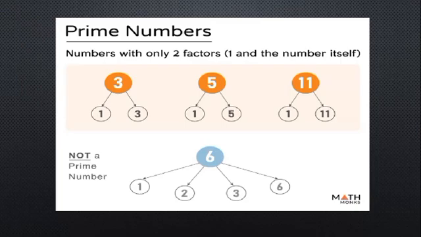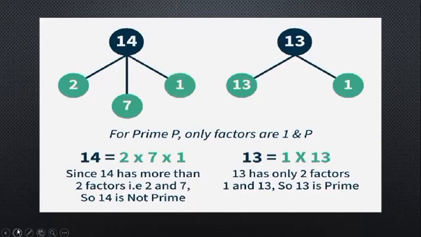While the number 6 has many factors. So you can write 6 as 1 times 6 or 2 times 3. So therefore, 6 has 1, 2, 3, and 6 as factors. Therefore, 6 is not a prime number. We mentioned that 6 is a composite number.